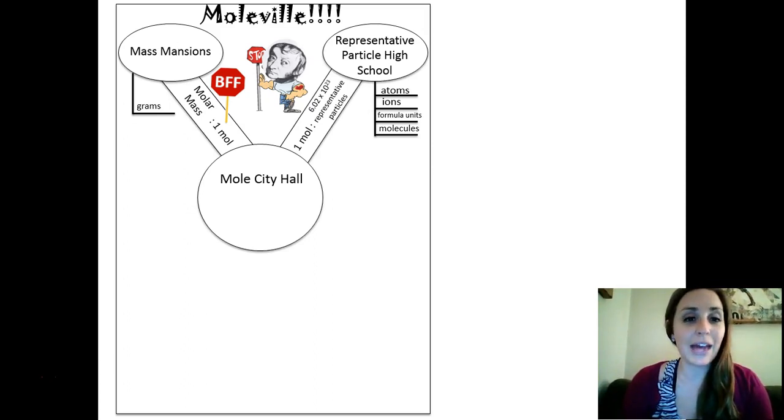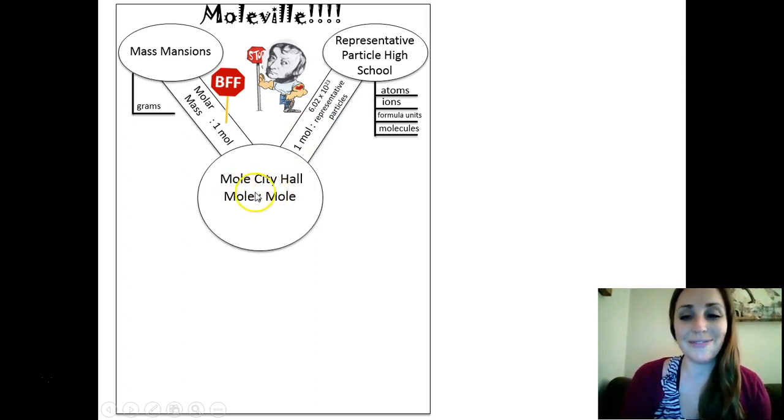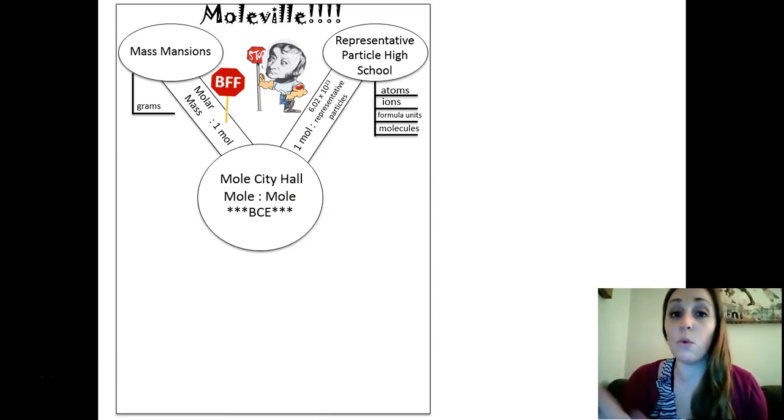What I need you to add to it is here in Mole City Hall, everything in here is in moles, and what you can do there that's special is you can do a mole to mole conversion. Now notice on the roads we also had things with the two dots between them, and that's saying it's a ratio. So we can put a ratio of comparing two different types of substances, mole to mole. And the way we do that is using the BCE. You're probably like, what the heck's a BCE? Okay, we'll write it, and then we'll talk about it.